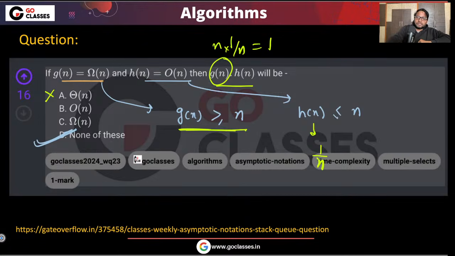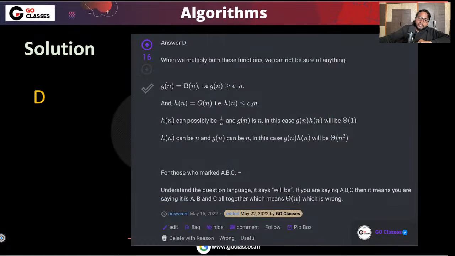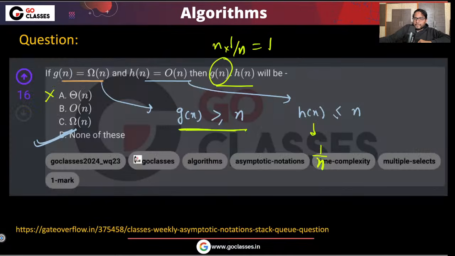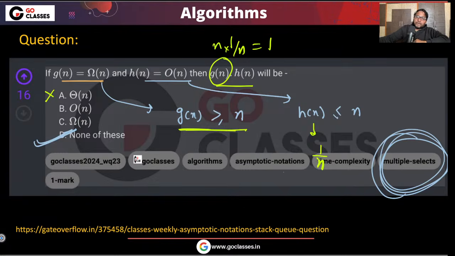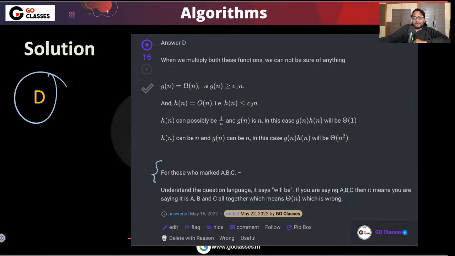Now let's just see one more question. So see here, D is the answer. For those who have marked ABC thinking that this is an MSQ, I think I have given that as an MSQ, multiple select. And those who are thinking that okay, this is an MSQ and then I should be marking ABC.